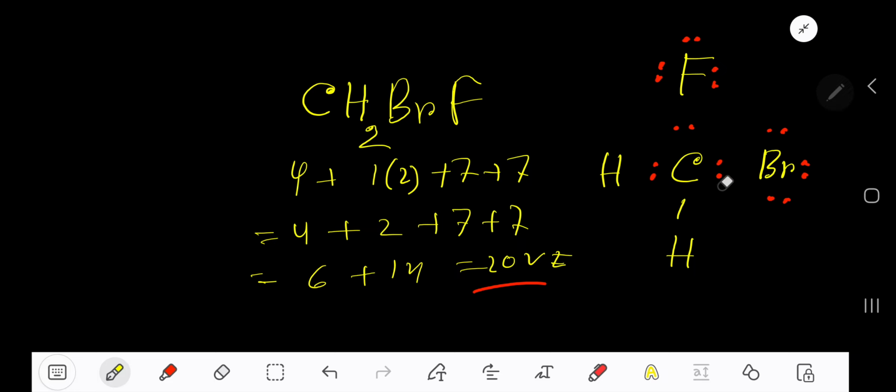You can replace this bonding pair by a line. This is the structural formula, or another way of representing the Lewis structure.